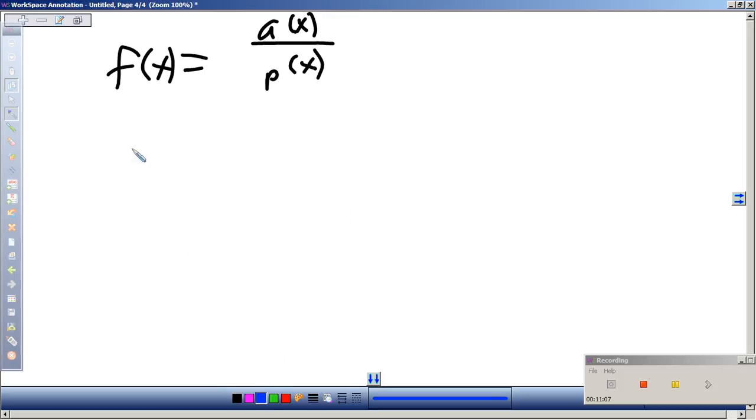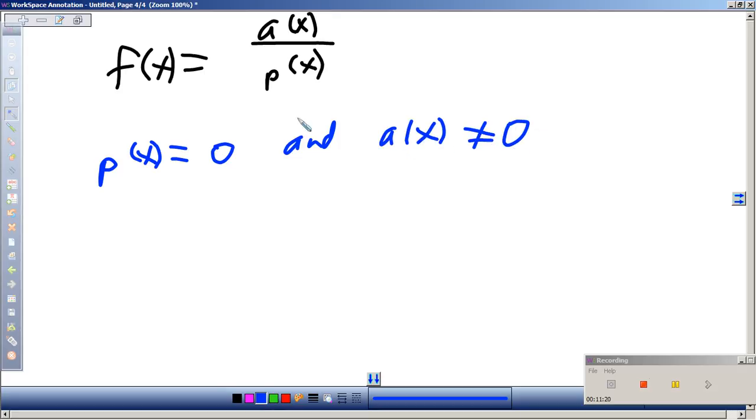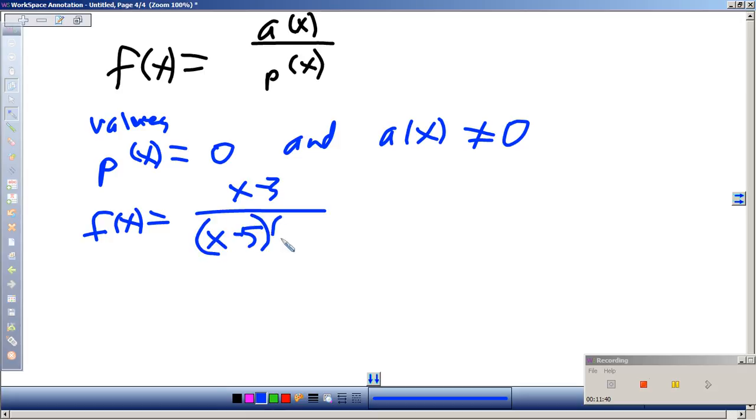We're going to have three cases. If you have values where p of x equals 0 and a of x does not equal 0. In other words, the denominator can equal 0 at a point where the numerator cannot. So let's say f of x equals x minus 3 over x minus 5, x plus 2. So locations where the denominator can equal 0 and the numerator cannot equal 0 give vertical asymptotes.